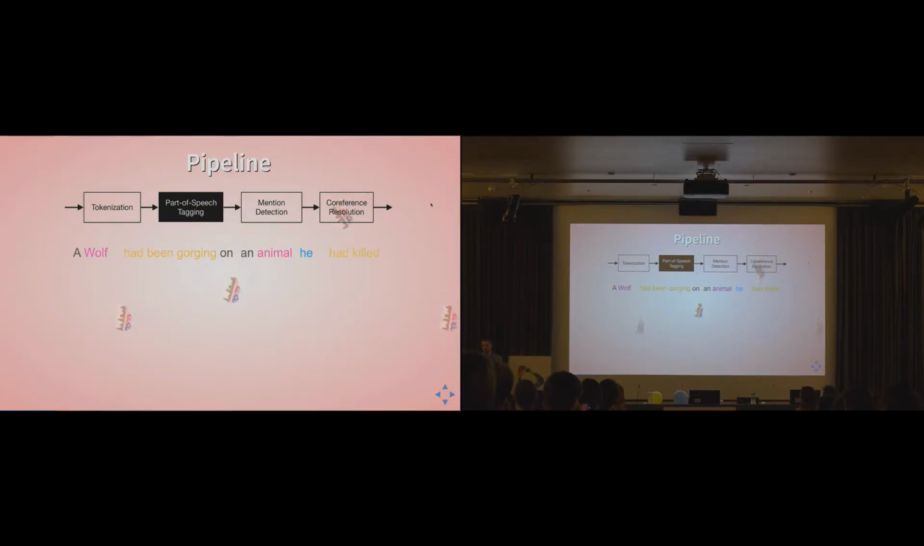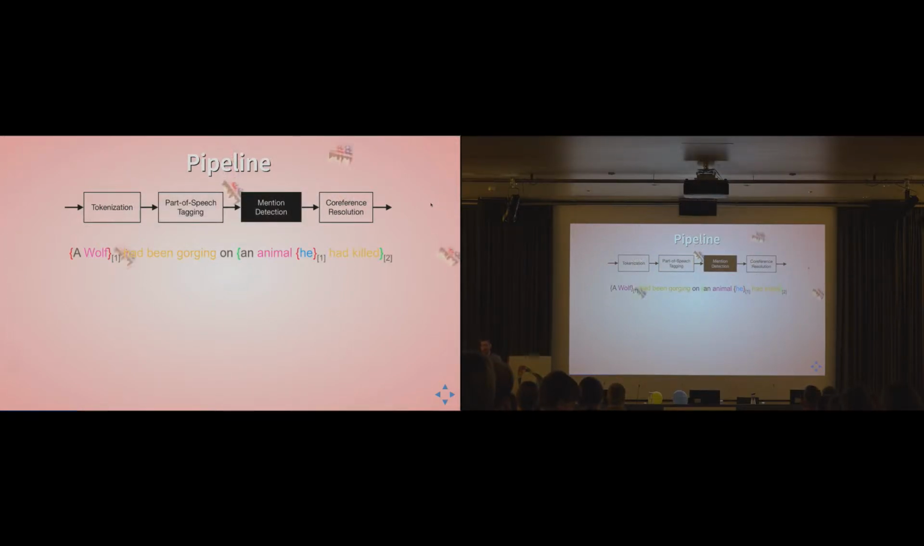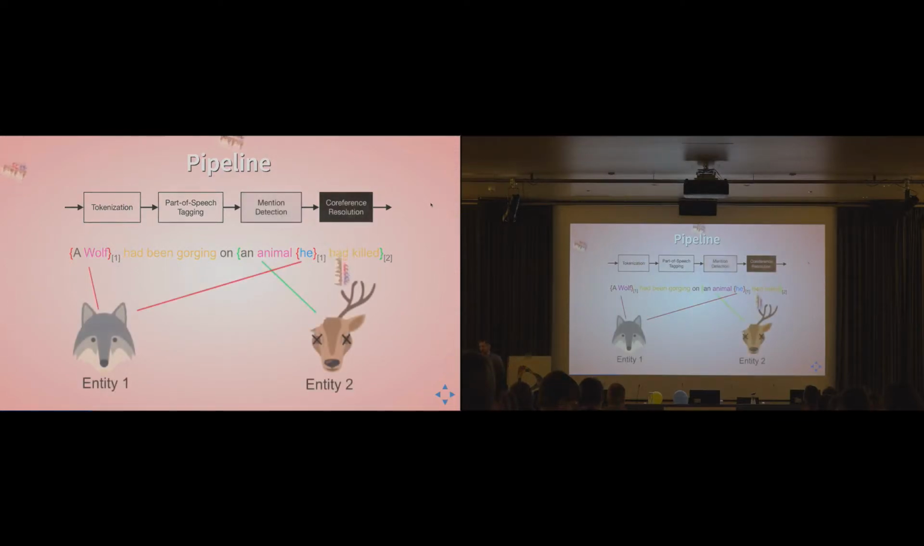So in this example here, we can see the nouns, verbs, and pronoun highlighted in this sentence. This would inform the next step of the pipeline, which would identify mentions, and then on to coreference resolution, where the entities identified by the mentions are linked together.